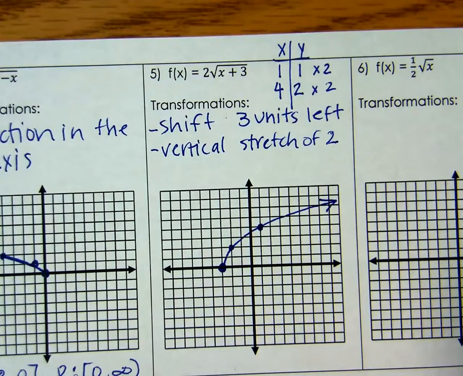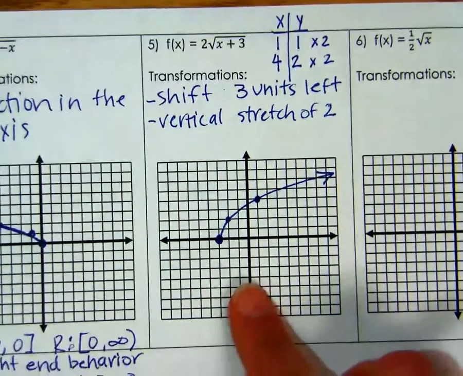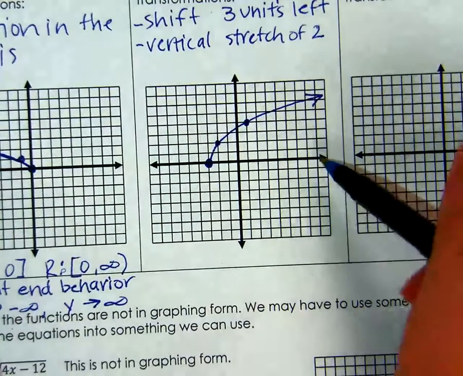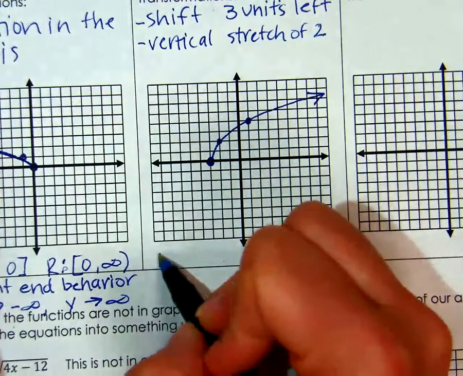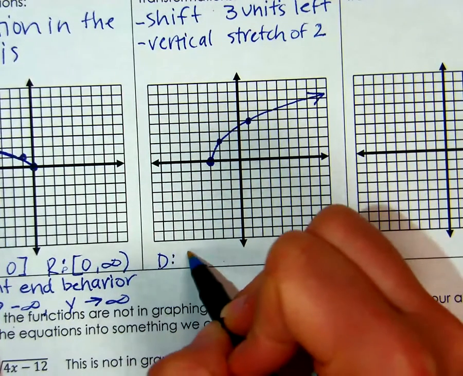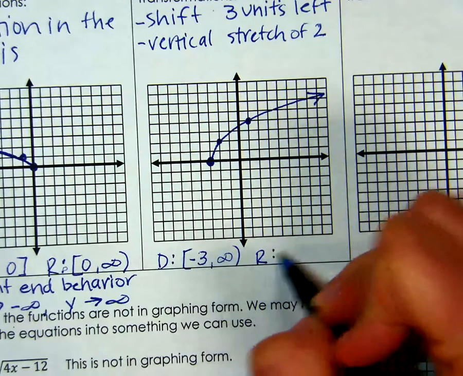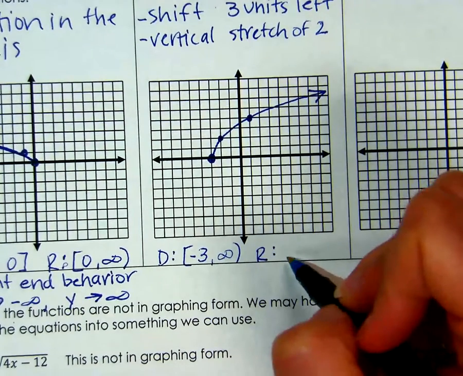There is no left end behavior. And then as x approaches infinity, y approaches infinity. We can quickly write down our domain. Our domain values go from -3 to infinity. Our range values go from 0 to infinity.